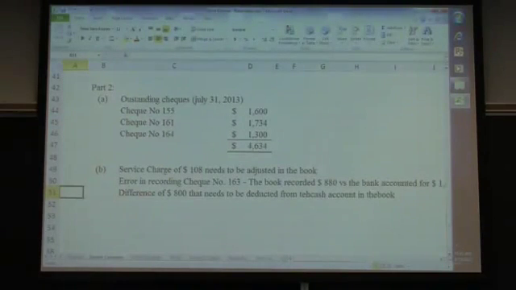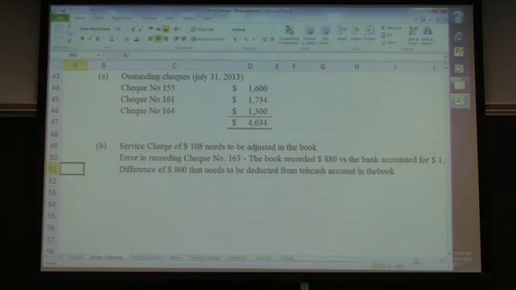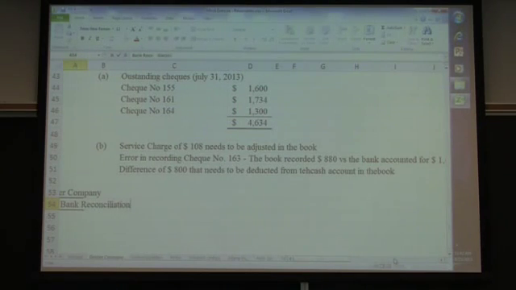To do the bank reconciliation, we usually account for it in two different parts. One is the balance from the book, and the other is the record coming from the bank. So let's put down the heading for the Dexter Company, bank reconciliation, for the period of July 31st, 2013.